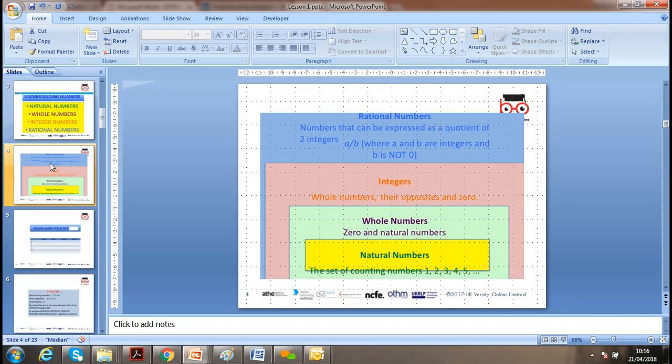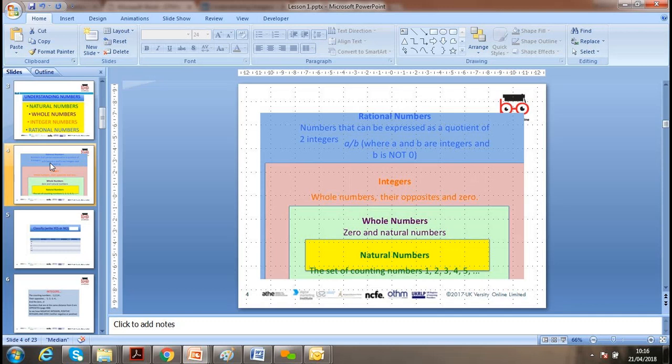Integers include whole numbers, their opposites, and zero. Zero, 1, and 2 have opposites like negative 1 and negative 2. So these are whole numbers and their opposites.